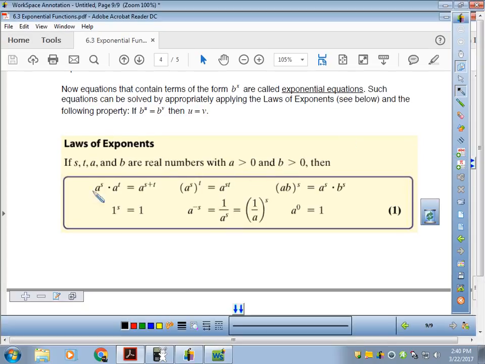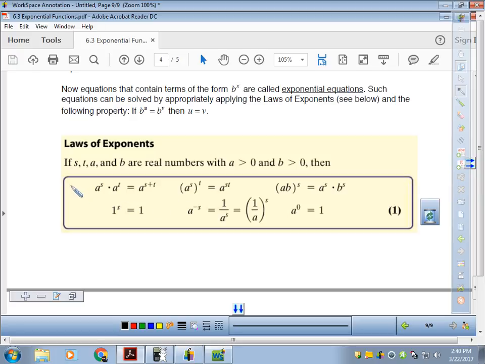So the first one says if you have a raised to the s power times a raised to the t power, it equals a raised to the s plus t power. So when you have multiplication between two things that have the same base, you add the exponents together, s plus t.